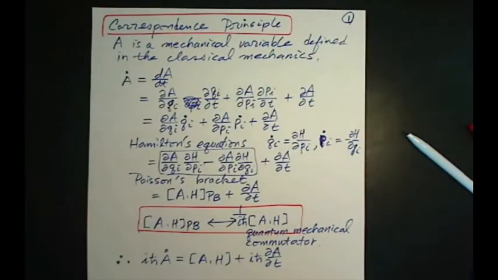Let us continue to study the correspondence principle. This is the last stage of this chapter, to find the equation of motion for quantum mechanics, which is called the Schrödinger equation, the time-dependent Schrödinger equation.